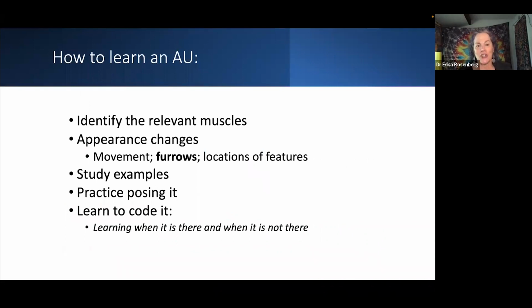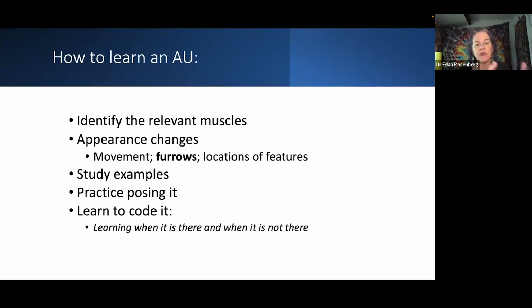Because FACS learning involves learning all the action units. The first thing that you do is learn the relevant muscles behind the action units. And this is something I don't think was emphasized enough even in the current manual. And I put really a lot of emphasis on it in my teaching, because the more you understand the muscles, where they originate and where they attach and how they move, the better you understand how it looks from the outside.